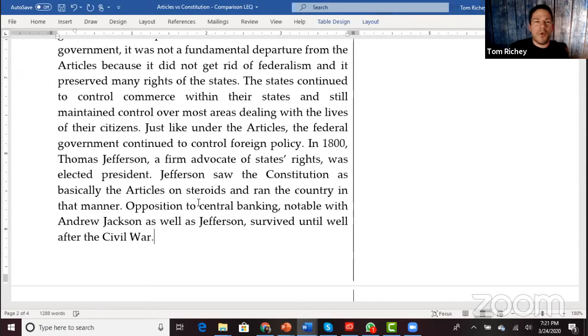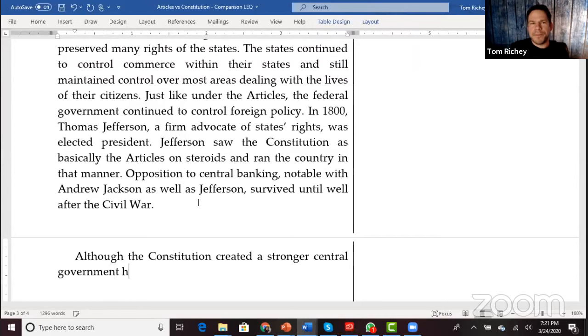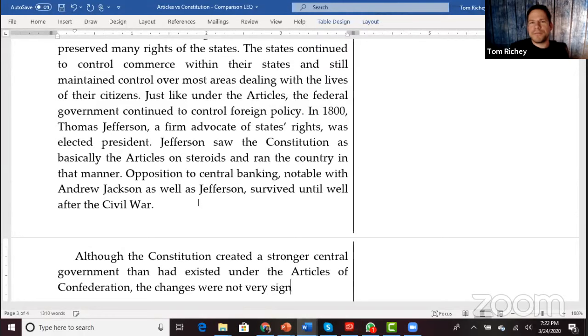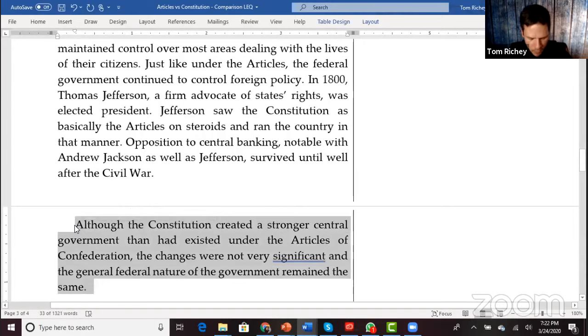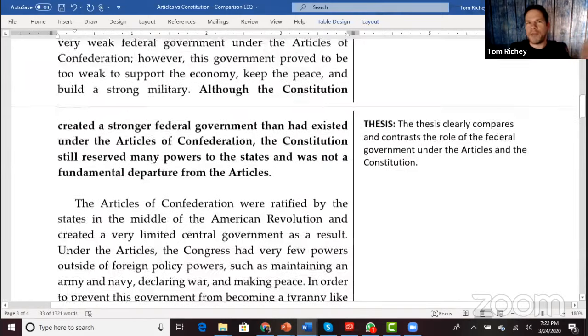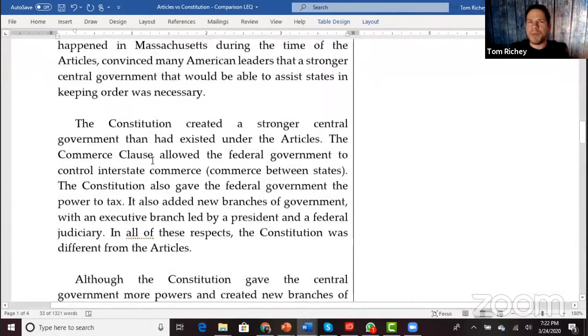So with that, I'm going to just restate my thesis without looking back at the first one. Although the Constitution created a stronger central government than had existed under the Articles of Confederation, the changes were not very significant, and the general federal nature of the government remained the same. That would be an example of something I think would be a very strong full credit essay. I'm not trying to show you a bare minimum full credit essay, but really how to set that up.